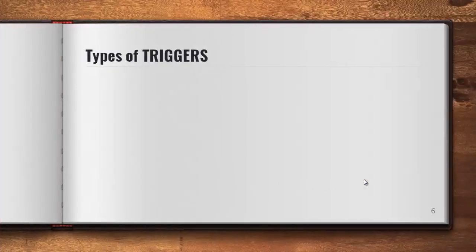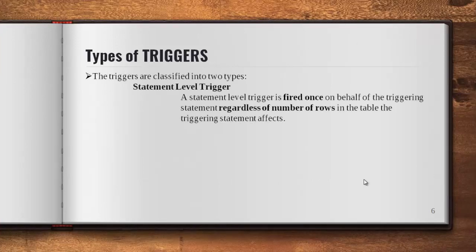What are the different types of triggers that are present? We have two types of triggers. Number one is statement level trigger. So what is a statement level trigger? The statement level trigger is fired once. In our table, we can have any number of rows, but regardless of the rows, it will fire only once.